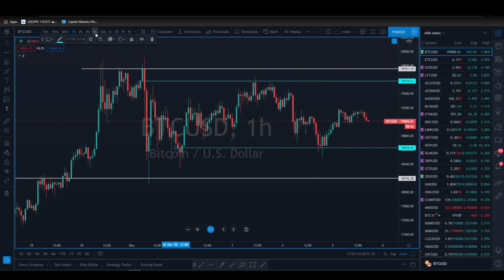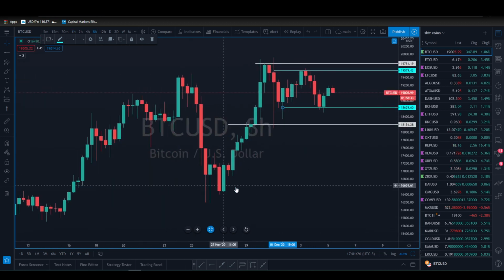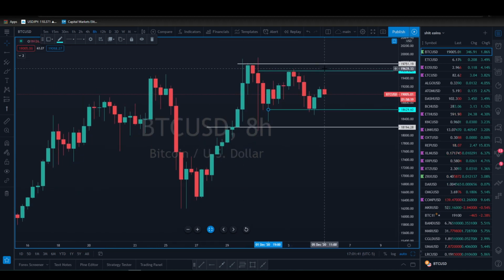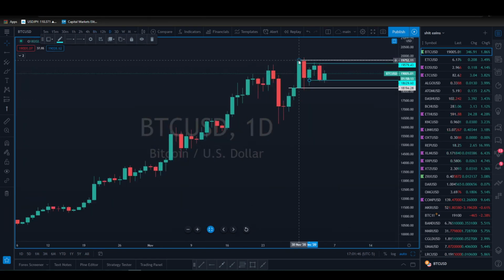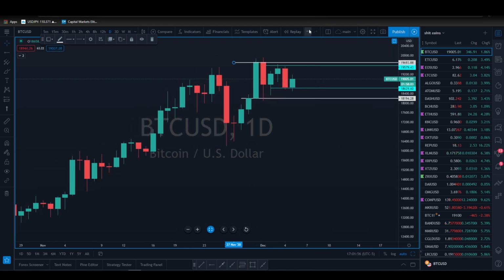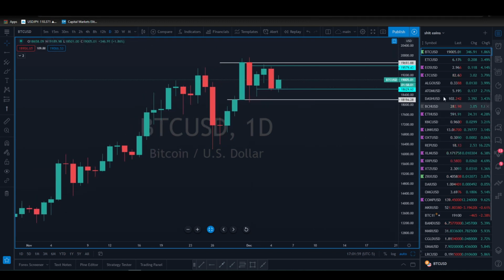But I want to see 8-hour closures below or above at the very minimum. So basically, if we get an 8-hour closure below here without an immediate rejection, we're probably going to test 18,194. If we get a bullish closure above here, the next market structure on a daily time frame to test is this area right here. So that's 96393. We want a daily closure above there, but I want a daily closure above 20K, damn it.